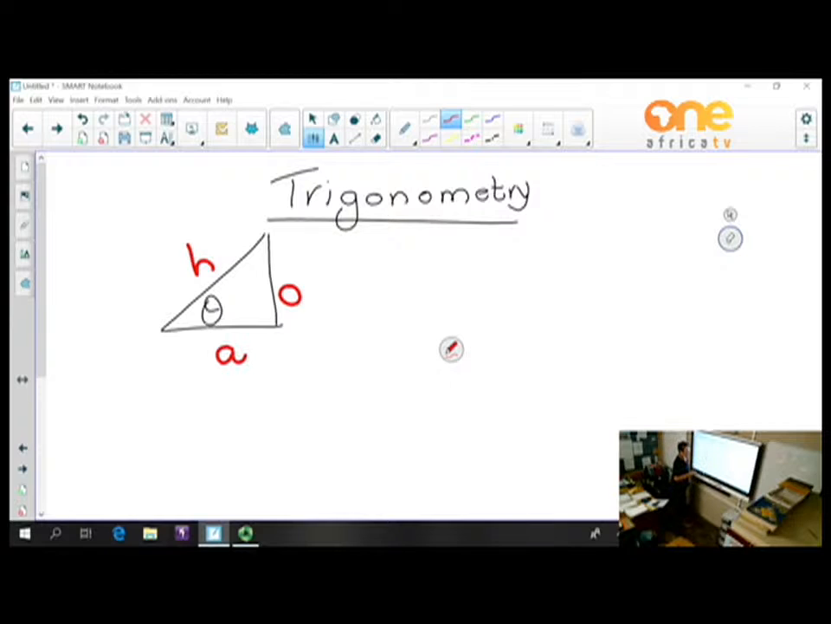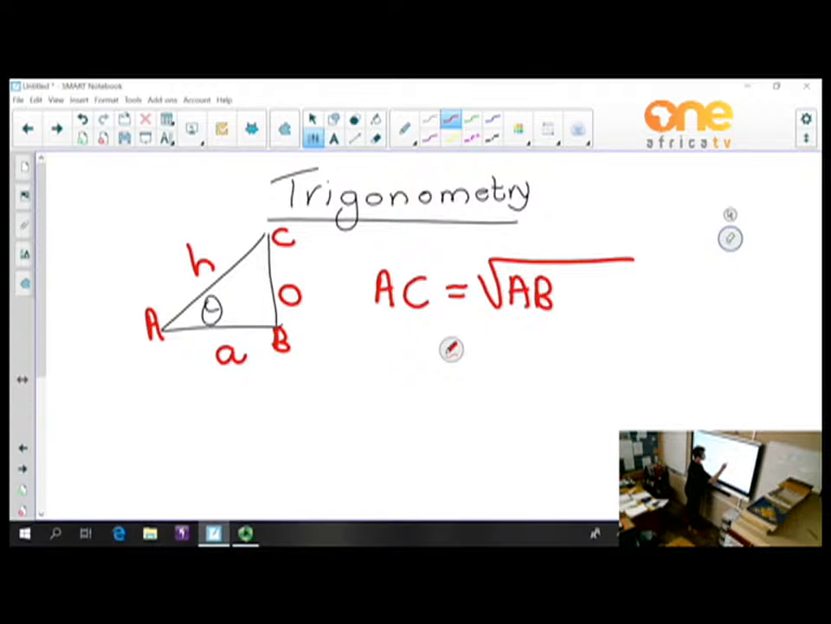What you've learned so far is the rule of Pythagoras. So if this is my triangle ABC, then we know that AC is equal to the square root of AB squared plus BC squared. So this is to determine the third side. If you want the hypotenuse, you add. If you want one of the other sides, you're going to subtract, because the hypotenuse is the longest side in there.